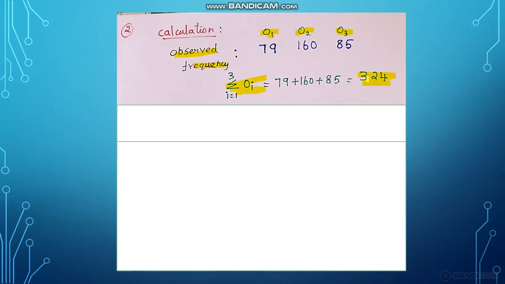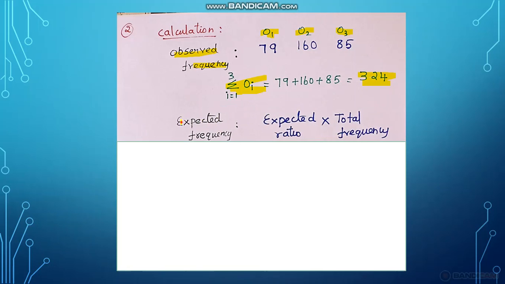Next we want to find the expected frequency. The expected frequency formula is the expected ratio into the total frequency. The total frequency is 324.